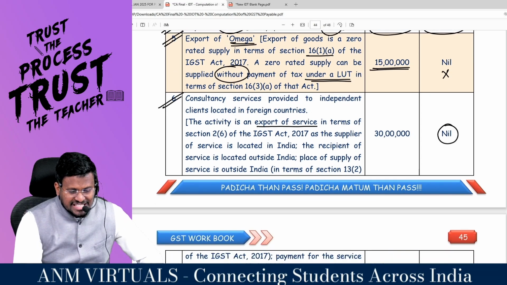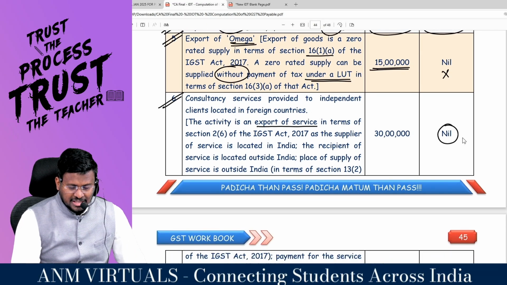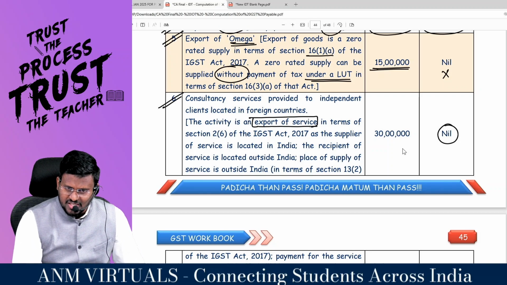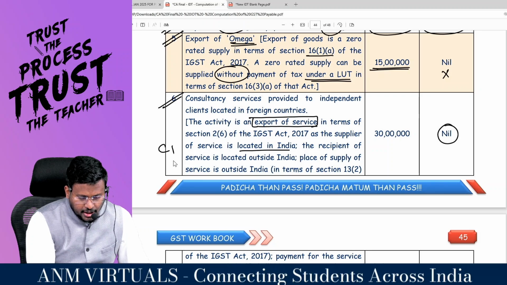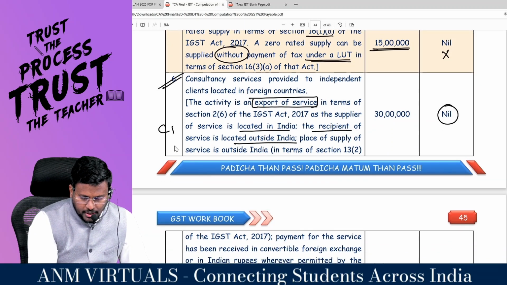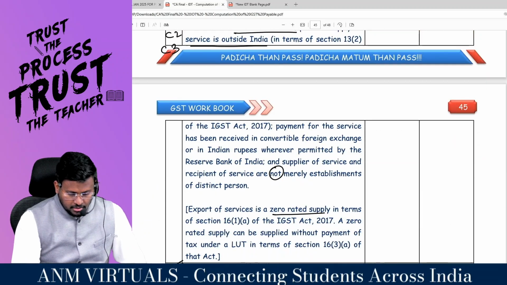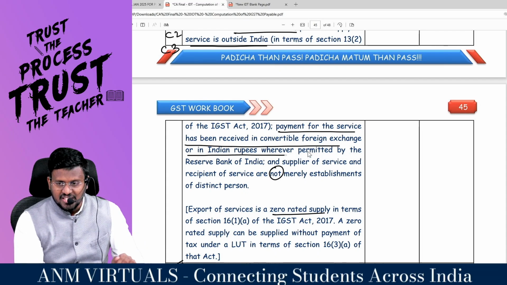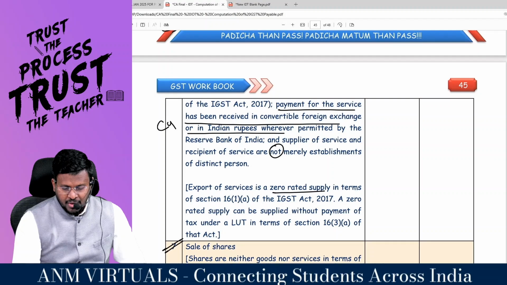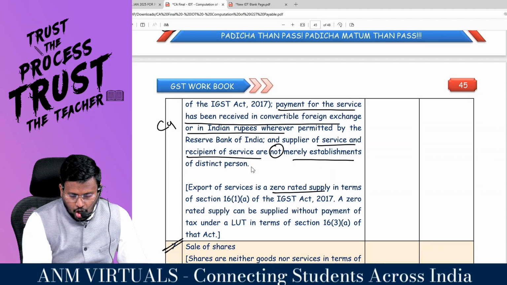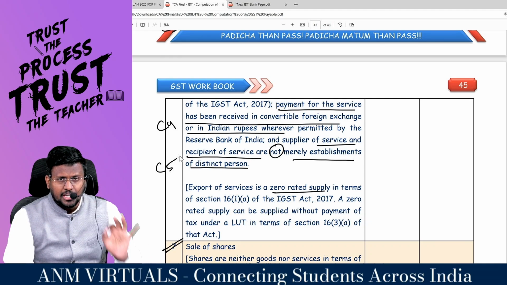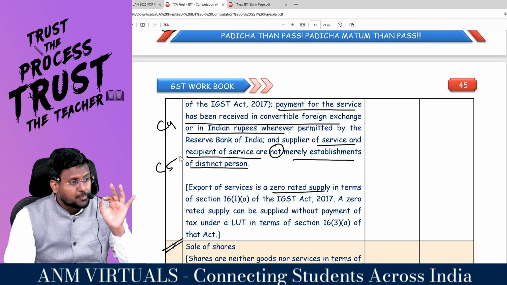Consultancy services provided to independent client located in a foreign country, with payment in foreign currency. Sir, this activity is an export of service. In terms of section 2(6) of the IGST Act, the supplier of the service is located in India, condition number 1, and the recipient of the service is located outside India, condition number 2. Place of supply of service is situated outside India, condition number 3, and payment for the service has been received in convertible foreign exchange or in Indian currency wherever permitted by RBI, condition number 4. And supplier of service and the recipient of service are not merely establishments of a distinct person, as per condition number 5. Since all the 5 conditions have been satisfied, it will be treated as export of service.